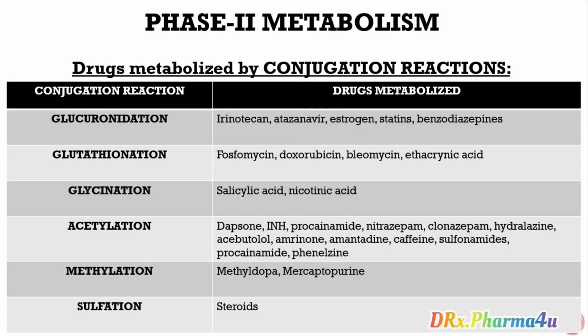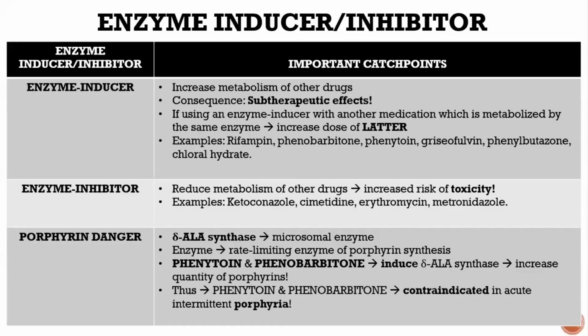Methyldopa was actually the first line choice of antihypertensive during pregnancy, but now it is the second line choice. The first line choice is labetalol. And mercaptopurine, you know very well, it is also known as 6-mercaptopurine. So it is an anti-cancer agent. And through sulfation, usually steroids are metabolized.